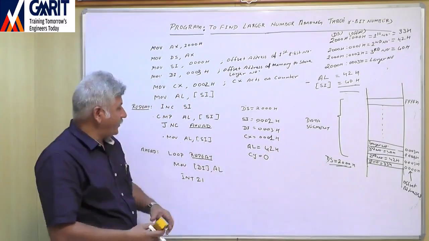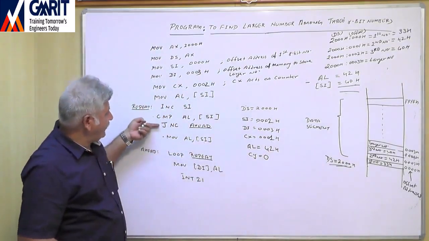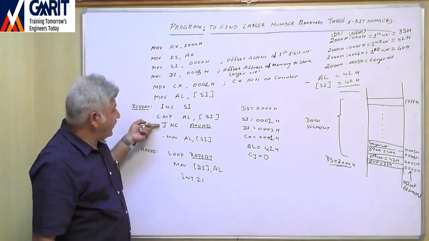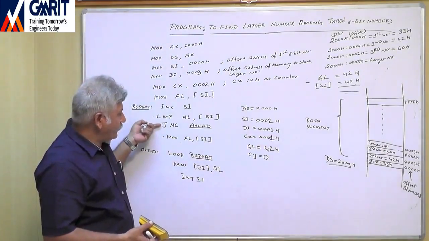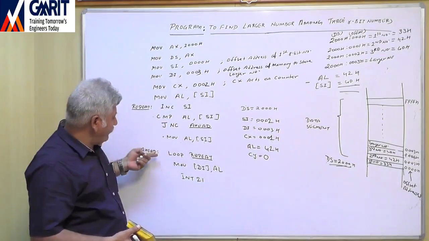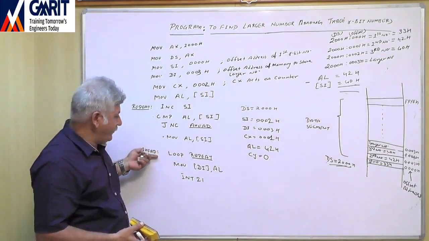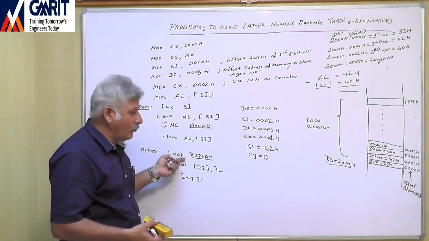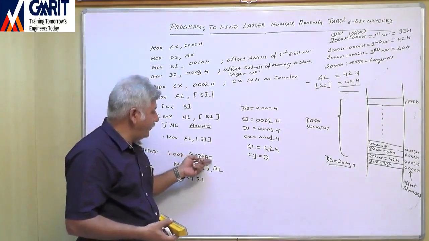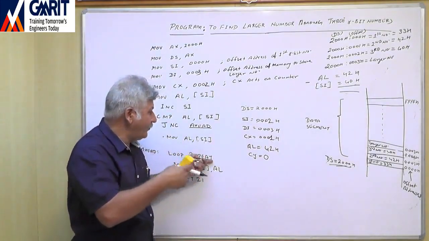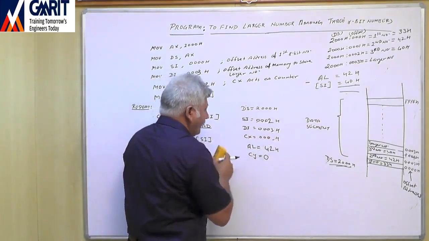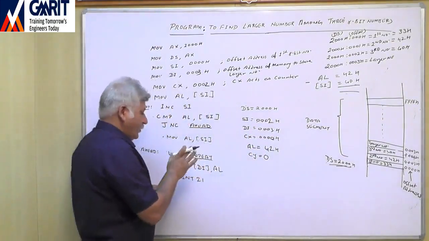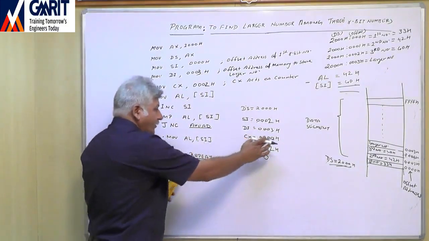Once the carry flag will reset, after this JNC instruction is executed. Jump no carry. Carry is not there, so program sequence will come to label ahead, right? Here we have written instruction loop. It will decrease the value of CX by 1. So now CX will become 0000, from 0001 it will become 0000. This means the value of CX will become 0.